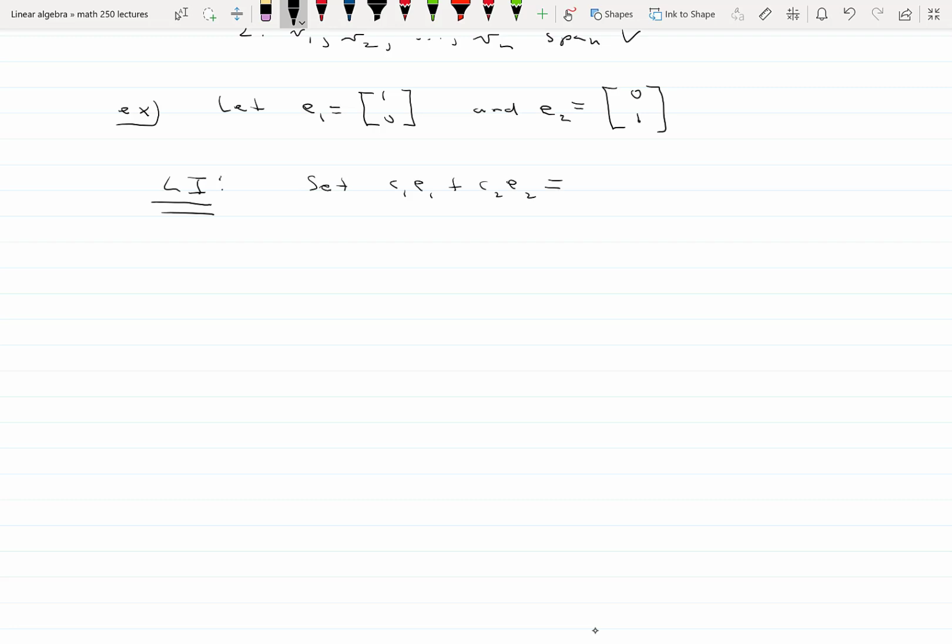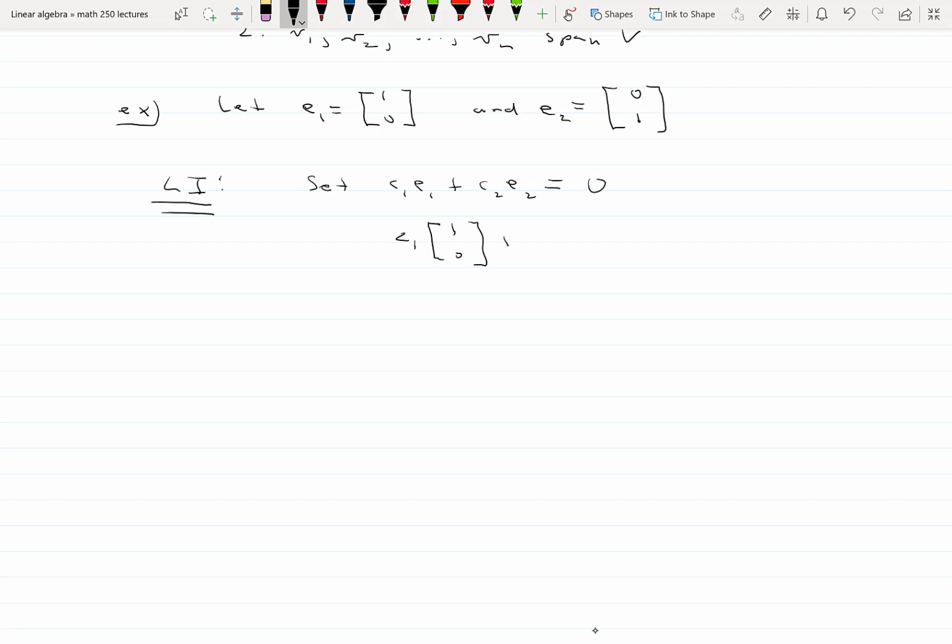So for example, let e1 equal the vector 1, 0, and e2 equal the column vector whose entries are 0 and 1. Let's let these two vectors e1 and e2 be defined. It's easily seen that these vectors are linearly independent. So let's see that linear independence. For linear independence, we set up c1 e1 plus c2 e2 equal to the 0 vector, and try to determine that c1 and c2 must be 0.